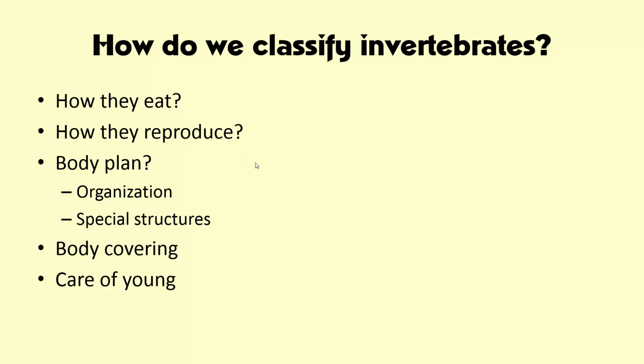So how do we classify invertebrates? Well, there's a few different big questions we ask whenever we're talking about invertebrate classification. The first one is, how do they eat? Second is, how do they reproduce? Third, what is their body plan? So this refers back to symmetry. And this again is for organization purposes. And are there any special structures that go along with that body plan? Is there any body covering? And how do they care for their young, if at all? So these are ways that we classify invertebrates.